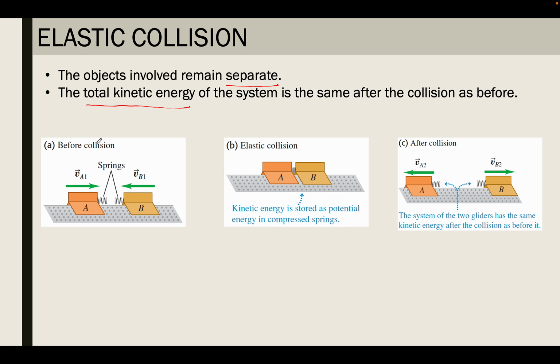So we have here the figures A, B, and C. So before the collision, let's say we have two gliders with springs. So during the collision, the kinetic energy is stored as potential energy in the compressed springs. So after the collision, these two systems or these two gliders has the same kinetic energy after the collision as before it.